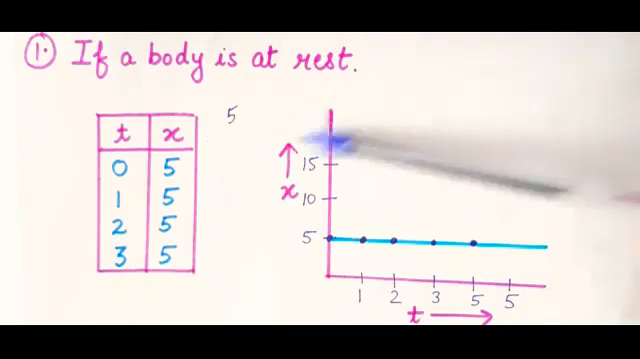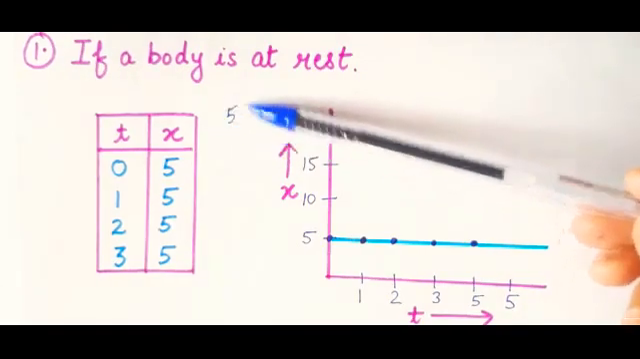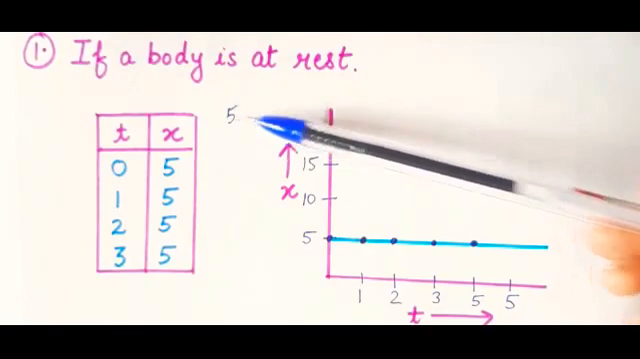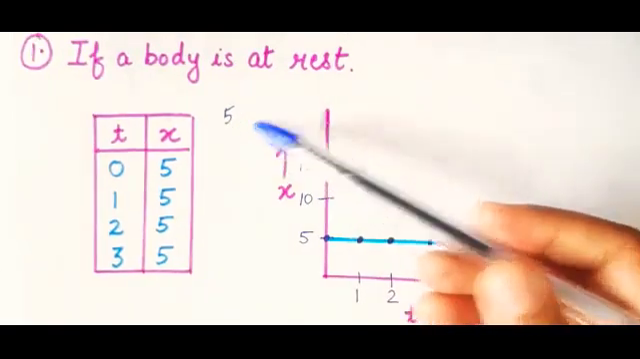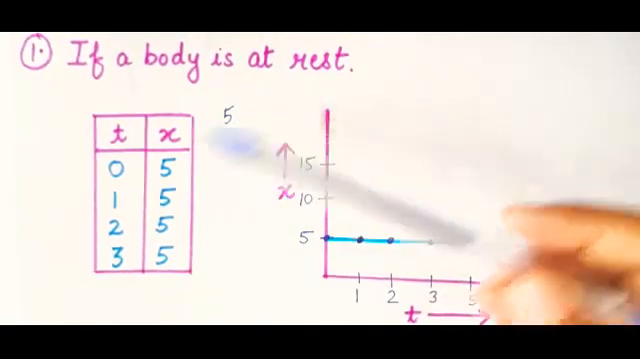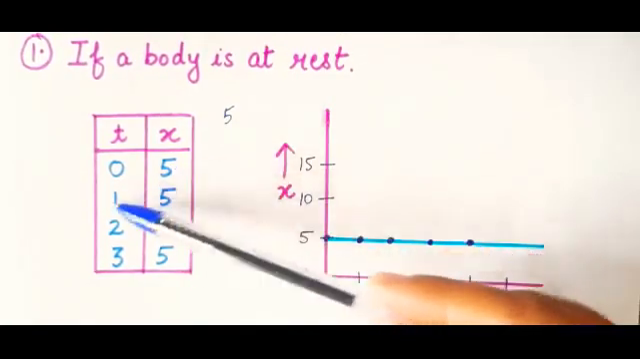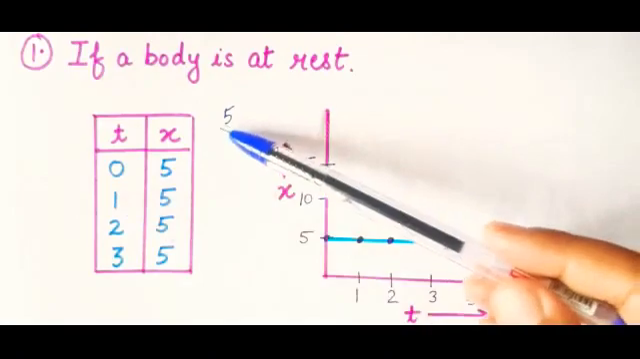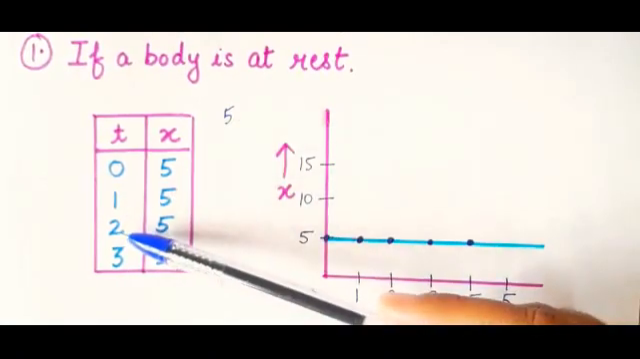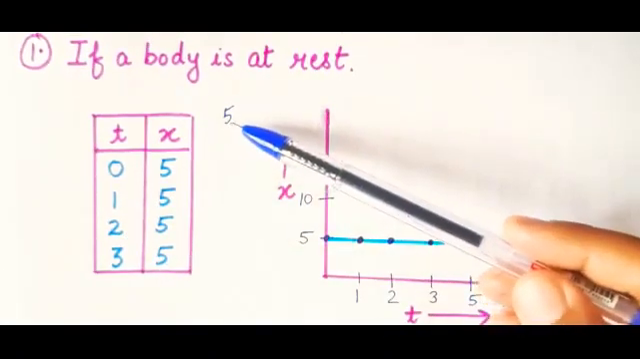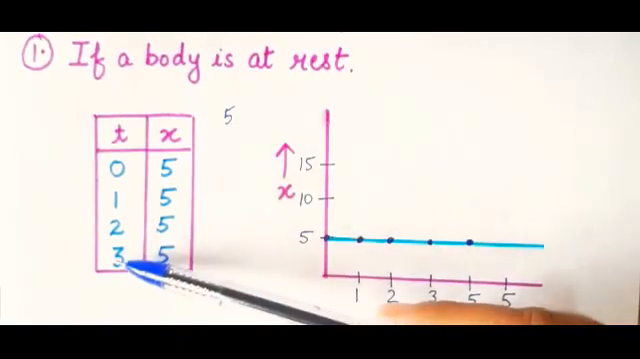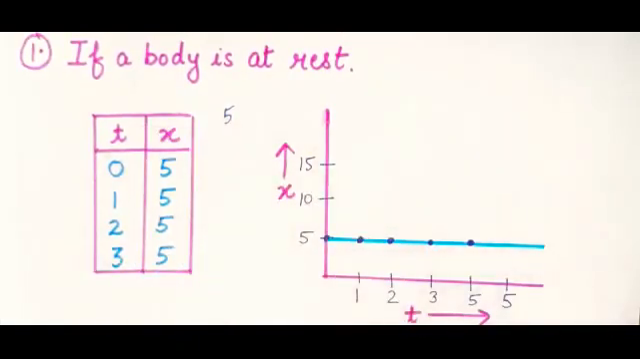Now I am considering the constant distance, let it be 5 meters. You can take 2, 3, 4, anything. I am taking 5. So when the time interval was 0, the distance was 5. When the time interval is 1, it was constant, again 5. When the time interval is 2, again 5, because the body is at rest. At 3, it is 5. So we have now got the tabular form for time and distance.